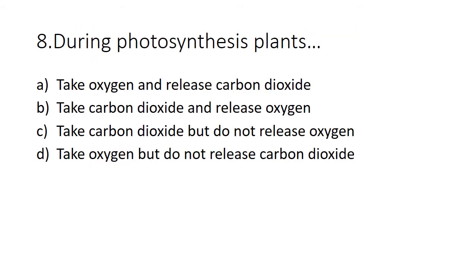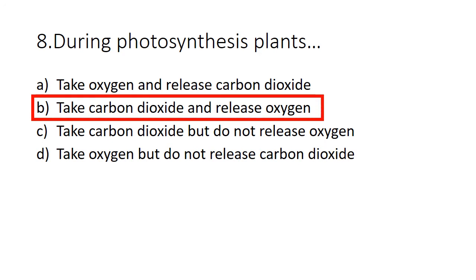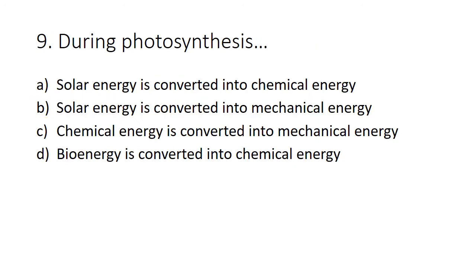During photosynthesis, plants A. Take oxygen and release carbon dioxide, B. Take carbon dioxide and release oxygen, C. Take carbon dioxide but do not release oxygen, or D. Take oxygen but do not release carbon dioxide. So the correct answer is option B. Take carbon dioxide and release oxygen. Like the plant takes carbon dioxide from outside and releases oxygen, and then we breathe that oxygen in. So now we will move on to the ninth question.